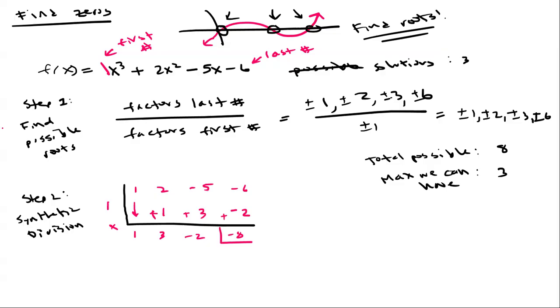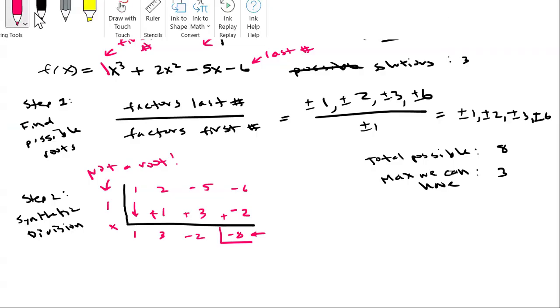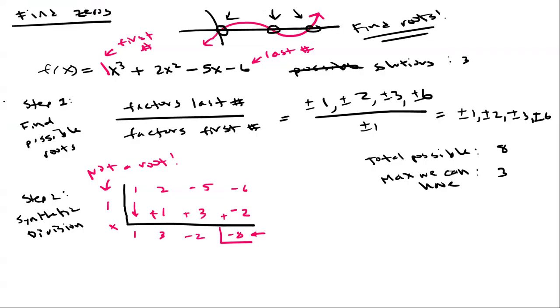All right, is this what we want? No. Okay, it's not a 0. Remember, in order for it to be a root, this number here has to be a 0. It's not a 0. So that means 1 is not a root. Okay, so let's try it again. So this time, let's say we pick 2.